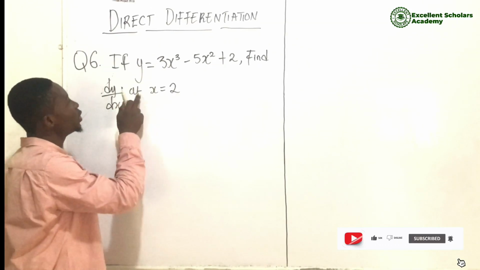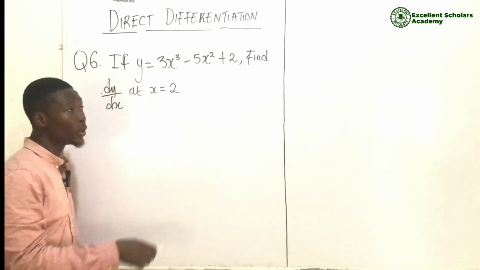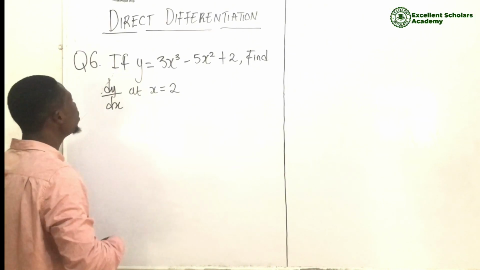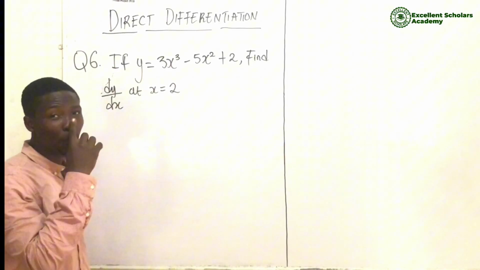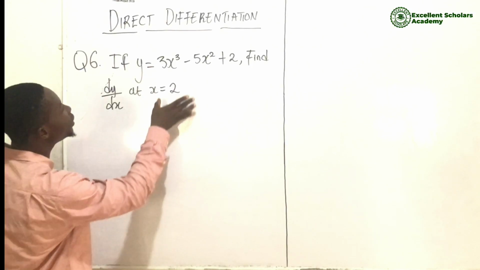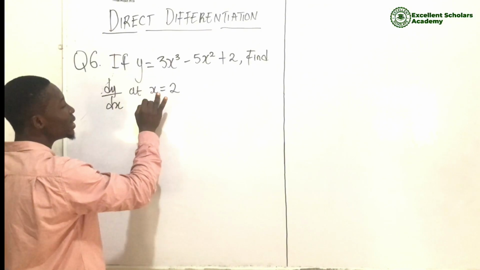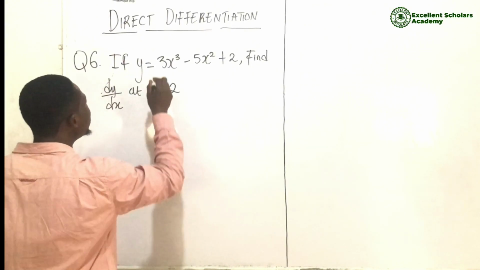So this is the next question we're going to be solving. If y is equal to 3x to the power of 3 minus 5x squared plus 2, find dy/dx at x is equal to 2. Now, what are we going to do here? First of all, we're going to differentiate this. So whatever we get, we're going to substitute x as 2. So now let's differentiate this.